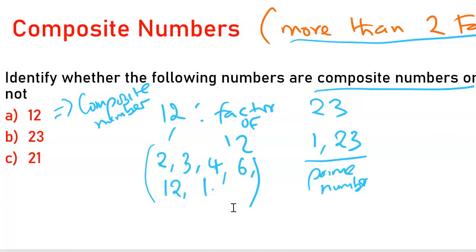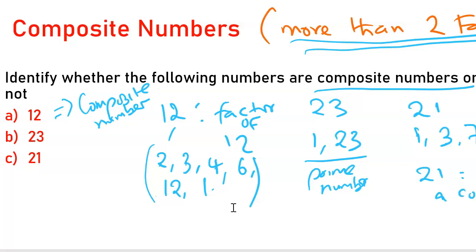Okay, let's check whether 21 is a composite number or a prime number. 21 is divisible by 1 because every number is divisible by 1. 21 is also divisible by 3 because that gives you 7. 21 is divisible by 7 because that gives you 3. And 21 is also divisible by itself. So how many factors do we have here? We have 1, 3, 7, and 21. That's more than 2, as per the definition of a composite number. Therefore, 21 is a composite number and not a prime number.